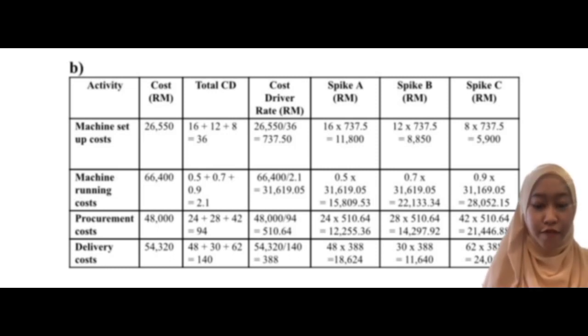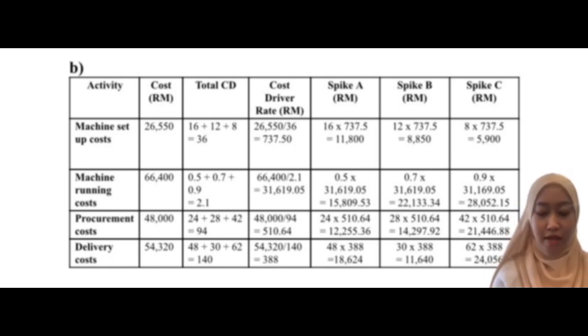Total cost driver formation for setup cost will total up the number of production runs per annum for Spike A, B, and C. For running cost, it will total up machine hours per unit for Spike A, B, and C. For procurement cost, it will total up the number of purchase orders per annum for Spike A, B, and C. Next, for delivery cost, it will total up the number of deliveries to retailers per annum for Spike A, B, and C.